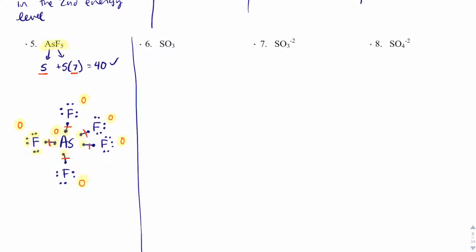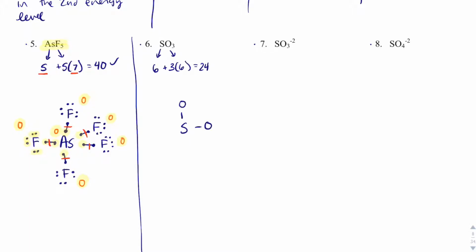Let's look at SO3, sulfur trioxide. Sulfur normally has 6 valence electrons. According to the periodic table, it's in family 6A. And then oxygen also normally has 6 valence electrons. And so since sulfur is our unique atom, we're going to put it in the middle. And we're going to add these together, and we get 24 valence electrons.